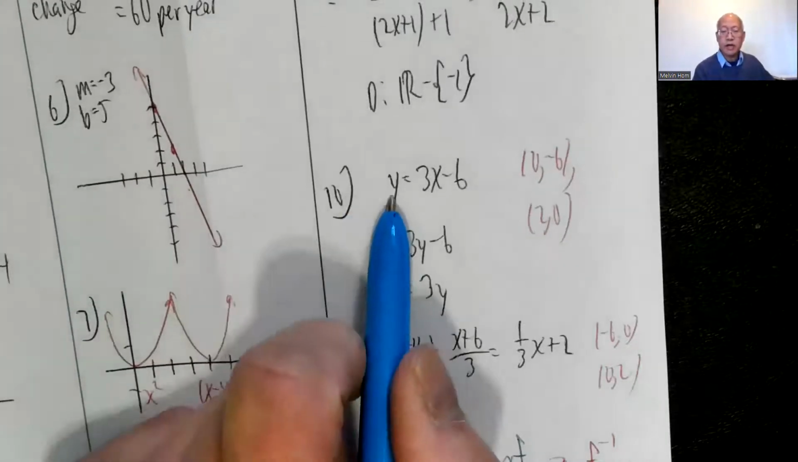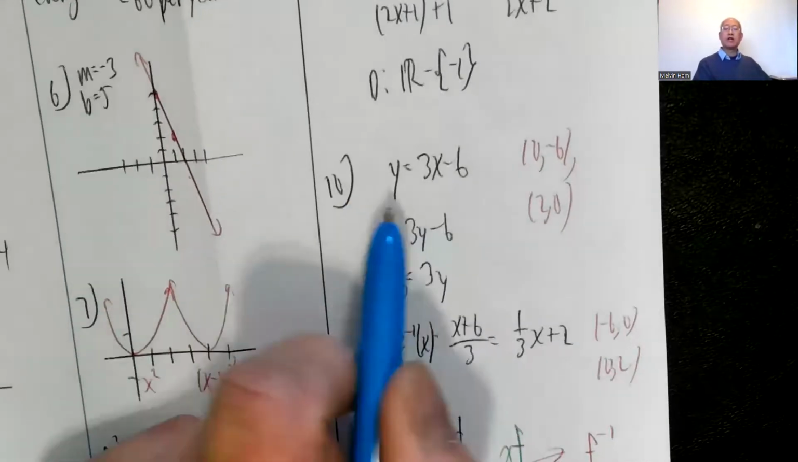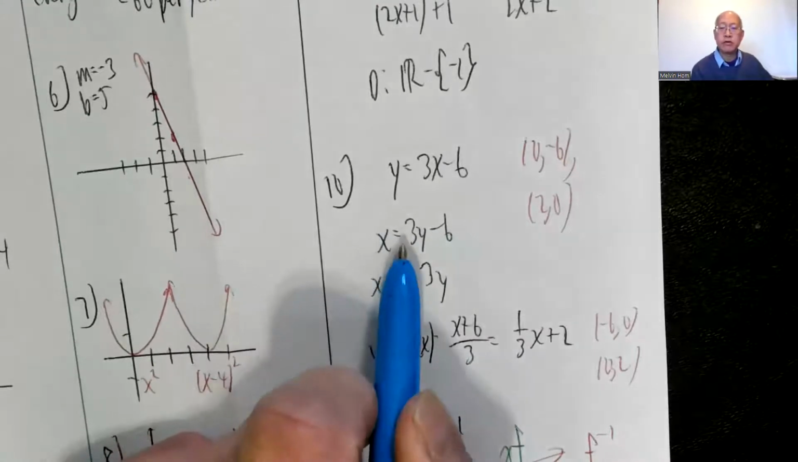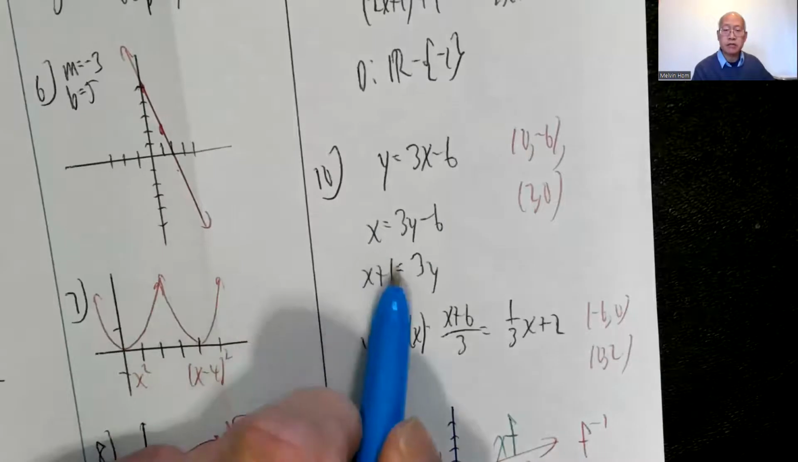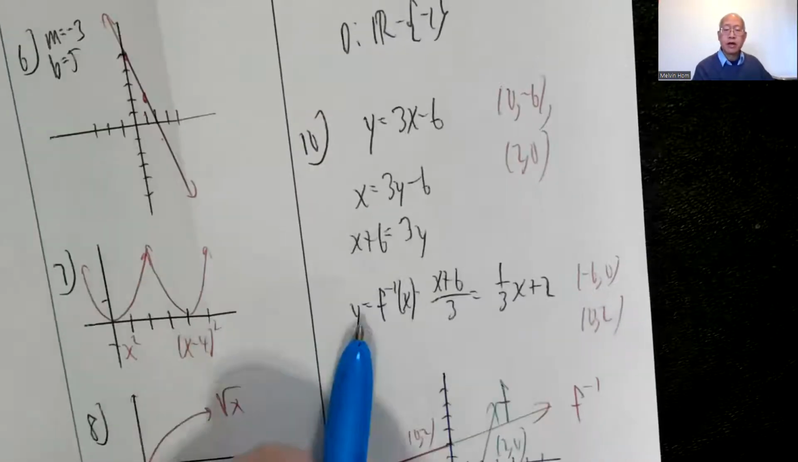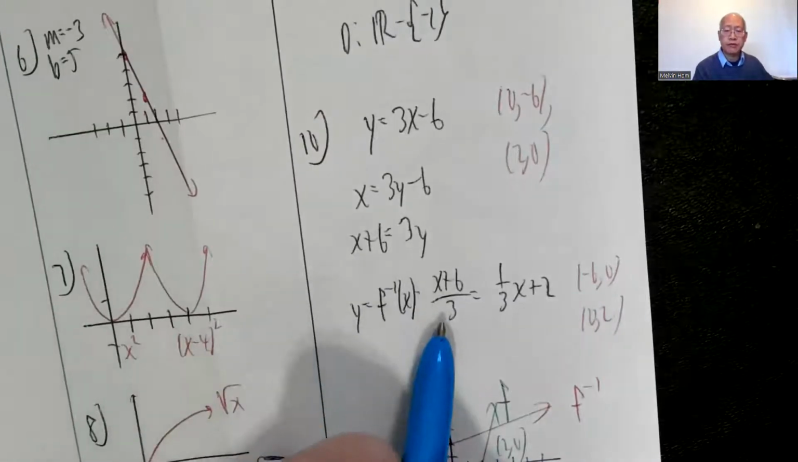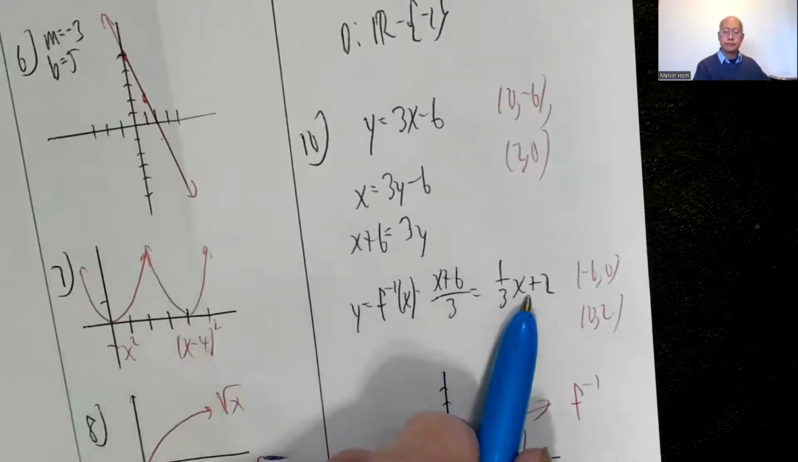Finally, number 10, y equals 3x minus 6. To find the inverse, switch around x and y. X equals 3y minus 6. And solve for y. X plus 6 equals 3y, divided by 3. Y equals f inverse of x is x plus 6 over 3, or 1/3 x plus 2.